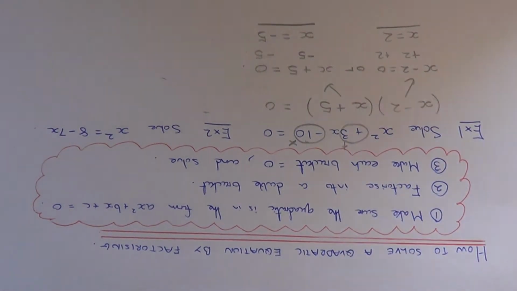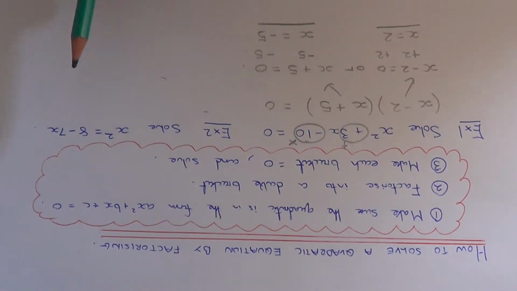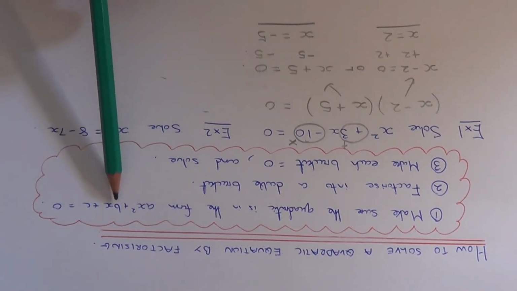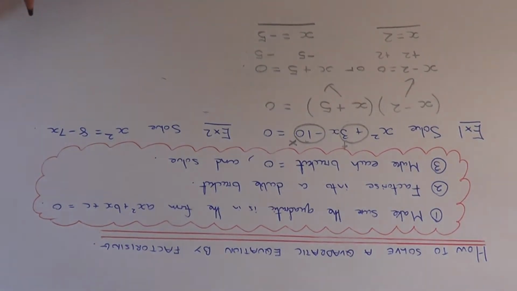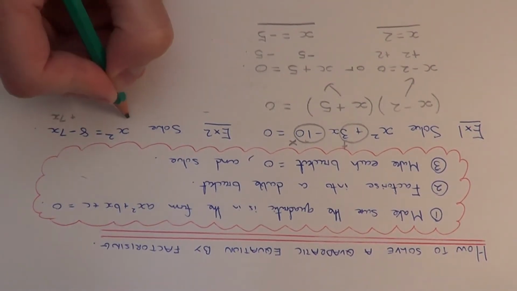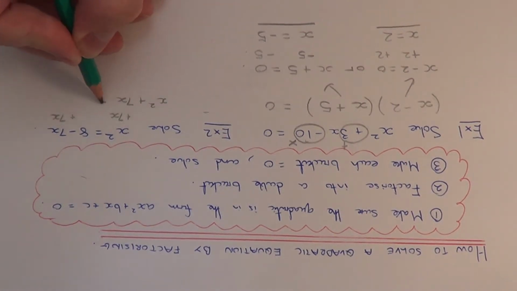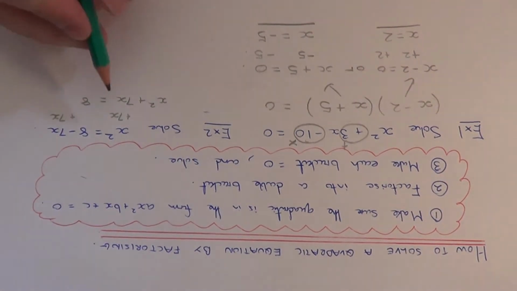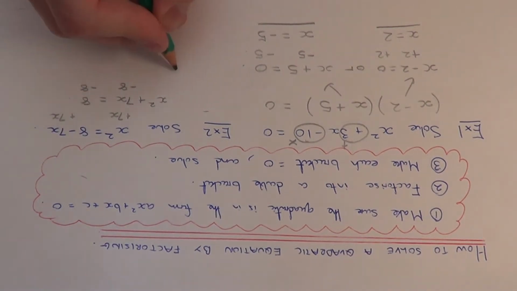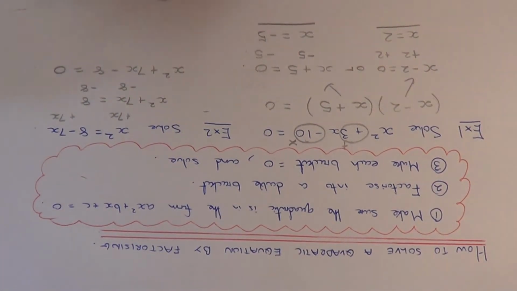So let's move on to example 2 then. So this time we need to solve the quadratic x squared equals 8 minus 7x. So first step then, we have to write it in the form ax squared plus bx plus c equals 0. So let's get rid of the minus 7x first of all by adding 7x to both sides. So this will give x squared plus 7x equals 8. Next, get rid of the 8 off the right hand side by subtracting 8. So we'll end up with x squared plus 7x minus 8 equals 0.